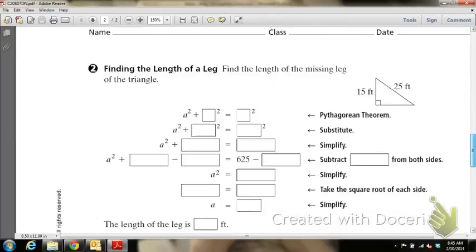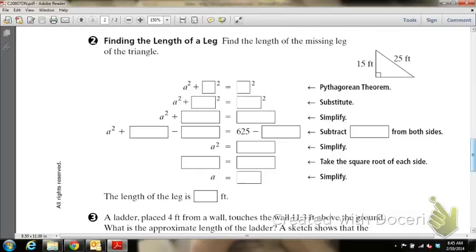Now, what happens if they gave you the hypotenuse but asked you to find the length of a leg? Same thing, we're still going to label everything as A, B, and C. Oh, they switched it on us for this one. They put A here. It doesn't matter who A and B are. I just want to make sure that we can fill the boxes in. So a squared plus b squared equals c squared. A we don't know, b is 15, and the hypotenuse is 25.